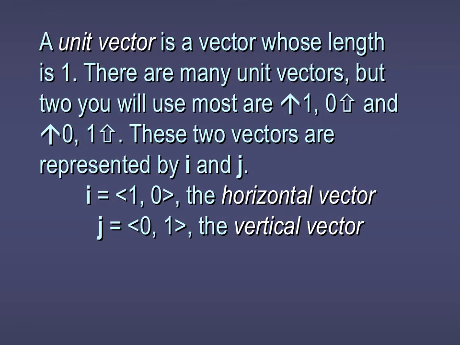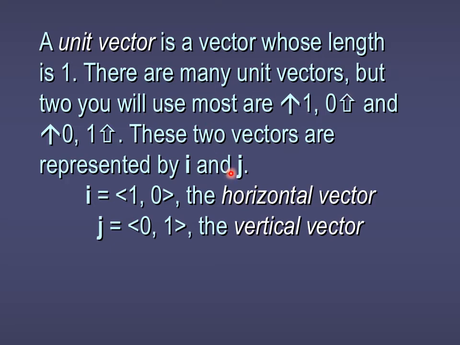So, the next thing I want to talk about is a unit vector. A unit vector has a length of 1, and the most common are 1, 0 and 0, 1. Again, these arrows, those are supposed to be angle brackets. For some reason, they're turning up as arrows, but those are supposed to be angle brackets. These are vectors here, right?